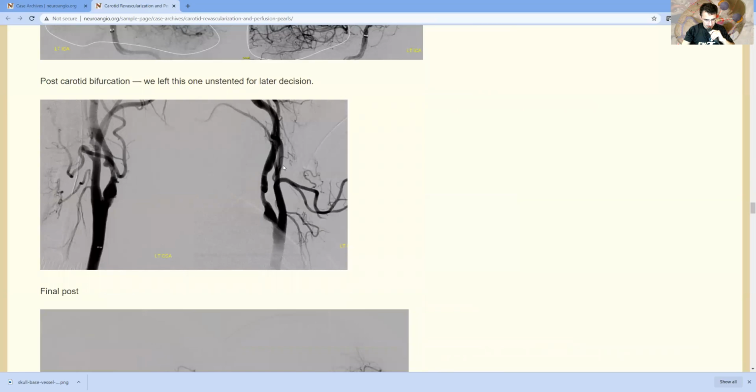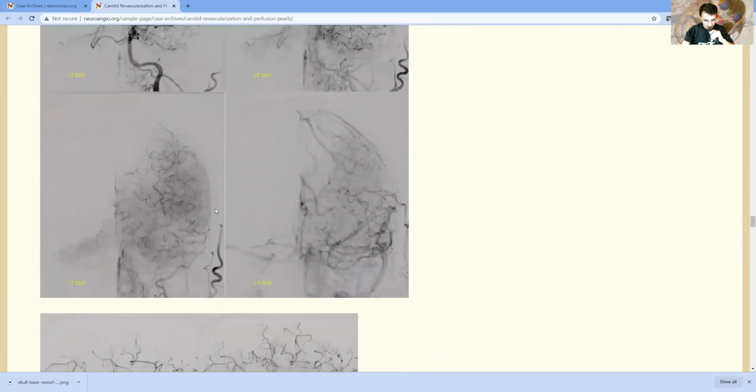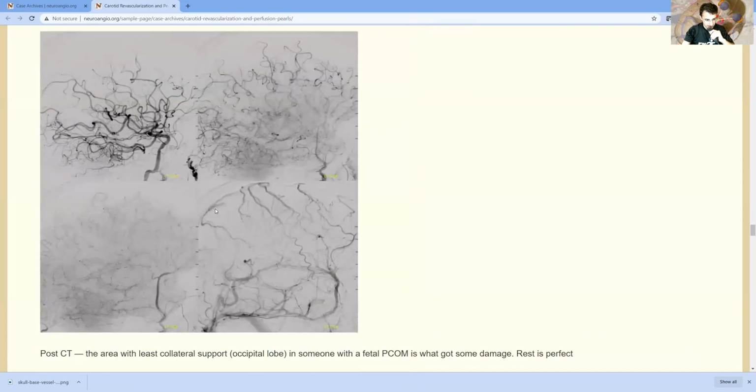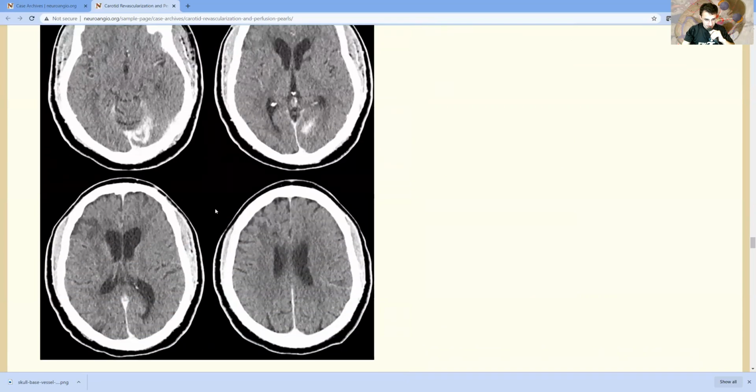And that's it. So it looks like this at the end. We didn't stent this one because of multiple medical reasons, and it doesn't look like he needs it now. Just gave some Integrilin and watched it and it looked the same, so we left it alone. This is the final front, final lateral. This is the final CTA, or CT, I should say.